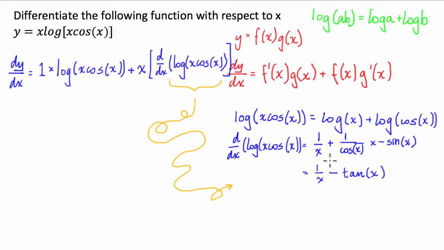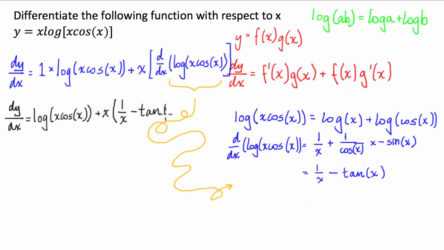Cool. So what we're going to do is we know that the derivative of this inside part is just 1 on x minus the tan of x. So we can go back up to here, let's put it in a different color, and say that, well, dy/dx is equal to, we can leave the 1 off, the log of x times the cosine of x plus x times, put this in a bracket, 1 over x minus tan of x.